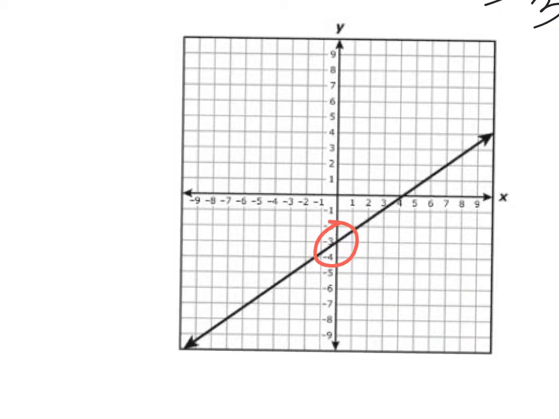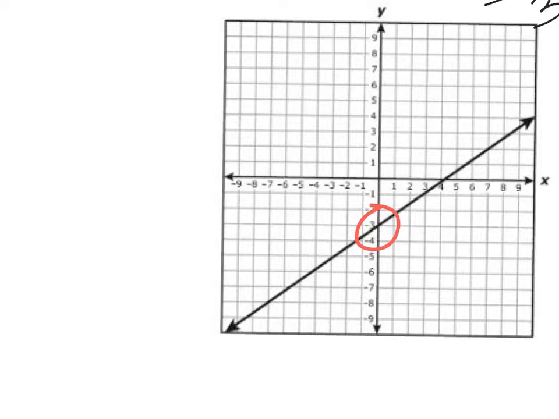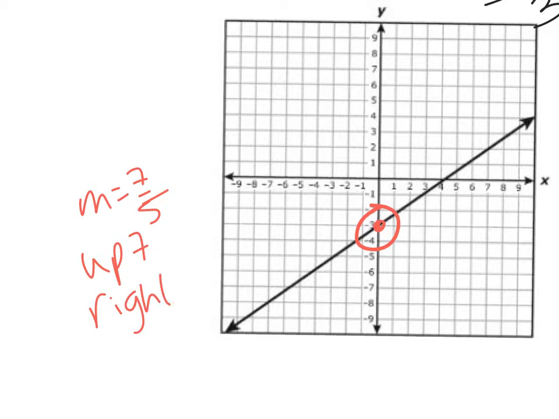Let's check out 7/5 first. So if m is 7/5, that means from the y-intercept, I would be going up 7 to the right 5, just like the zombie graphing thing we did. So up 7. 1, 2, 3, 4, 5, 6, 7, and 1, 2, 3, 4, 5. I am not on the line, so that's not right.